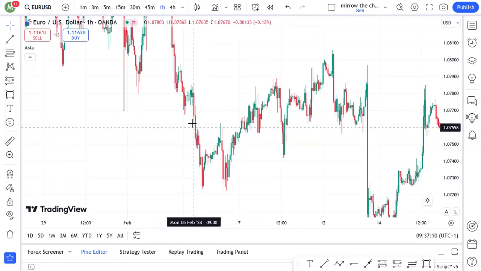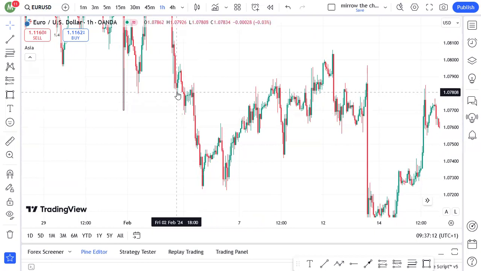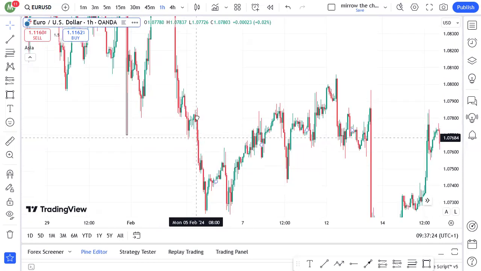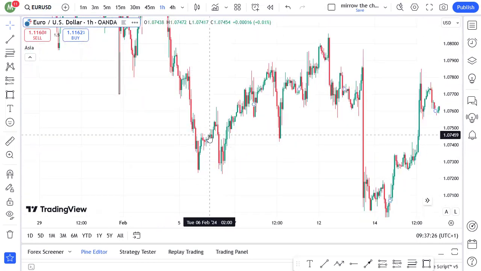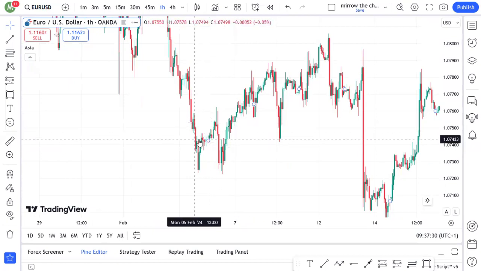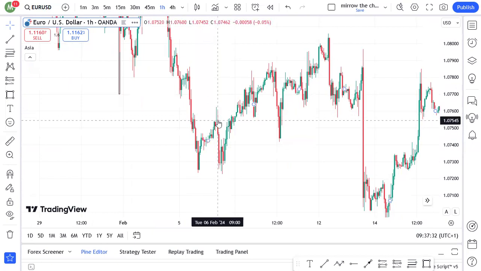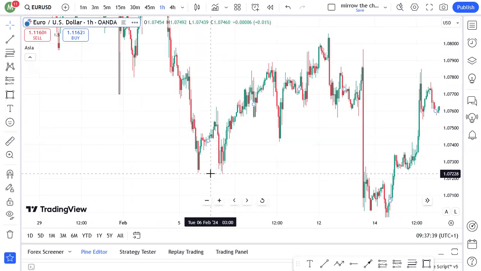Monday opened here. Is there any grab of liquidity? There was no grab of liquidity from this Monday. Now Monday opened here. This is Tuesday. Now see, this is Tuesday. Tuesday opened. Was there any grab of liquidity?